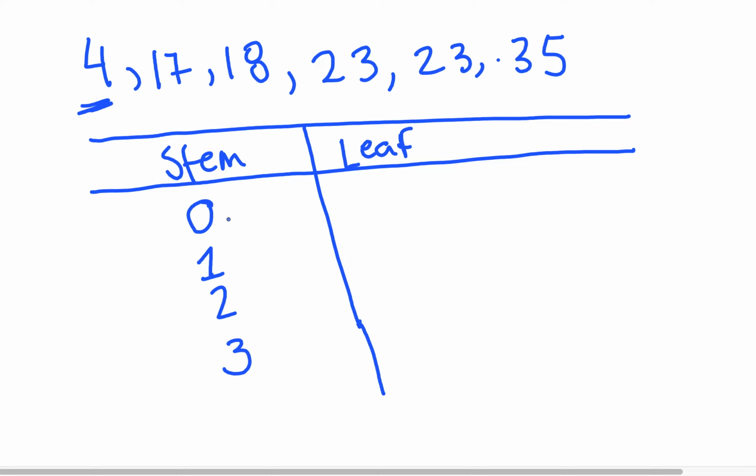Now for 0, we're going to write 4 because we just have one single-digit number. For 17 and 18, I'm just going to write 7 here, okay? I'm not going to write 17 because there's a 1. So 17, comma, and then 8. Did you get it? And then for the 2, I'm going to put 3, 3, 3. And for 35, I'm just going to write 5. So that's it. That's your stem and leaf plot. Do you understand this?